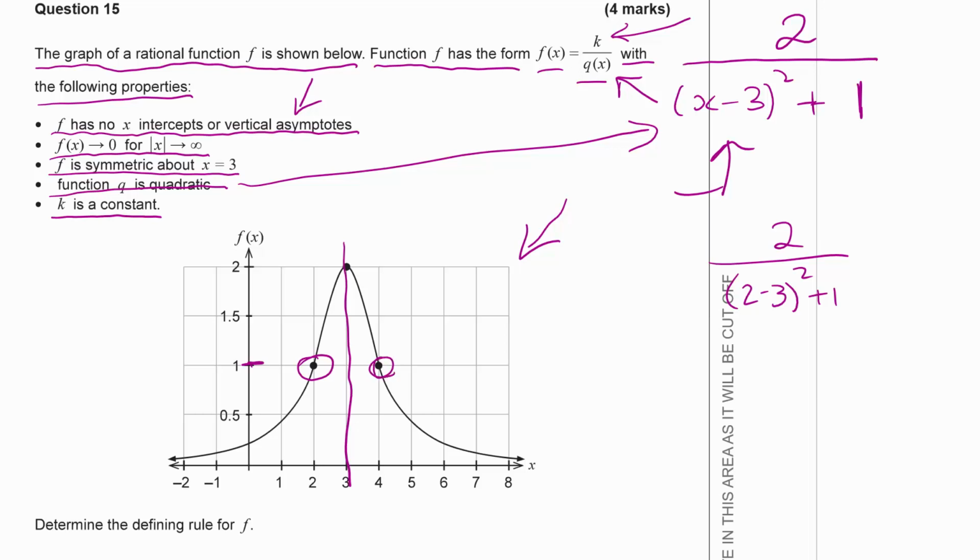And it also goes through this point here, because we'd have 2 over (4 minus 3) squared plus 1, and that works as well, with f being equal to 1. So this appears to be our defining rule.